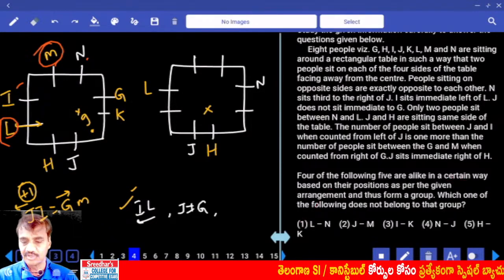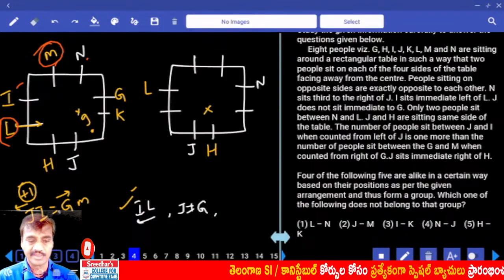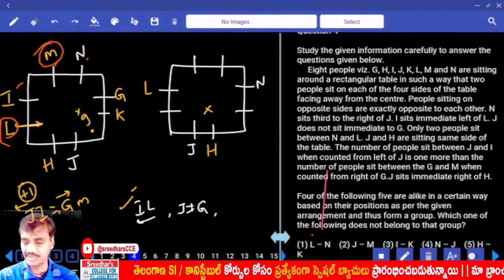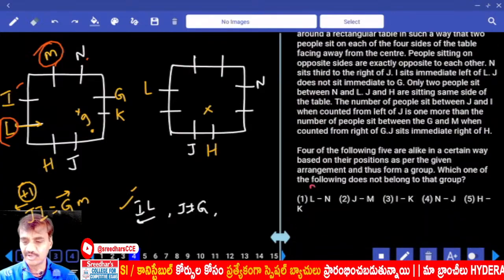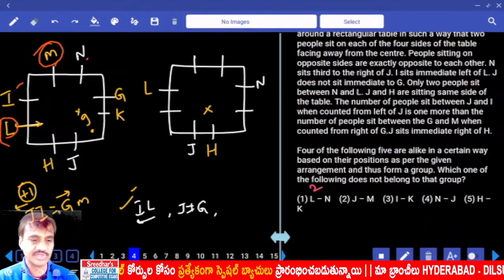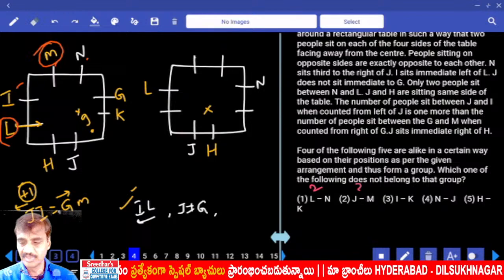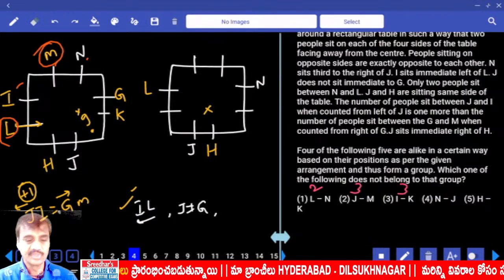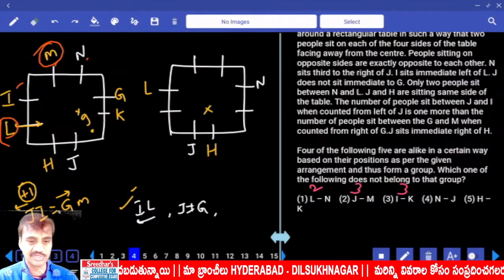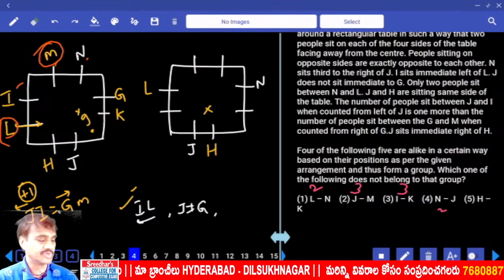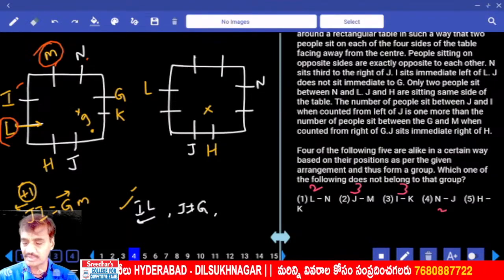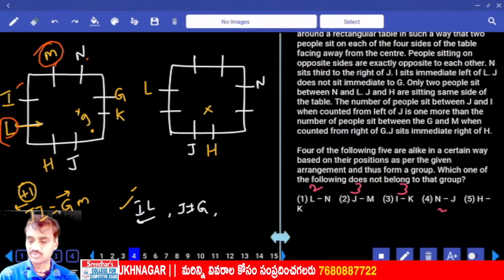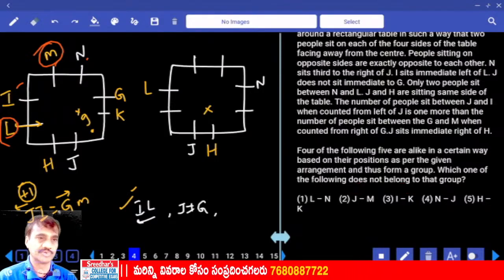Then the fourth one, odd one out. L and N, there are exactly 2 people in between. Next, J and M: how many people are in between J and M? There are 3 people. I and K, there are 3 people. N and J, there are 2 people. And H and K, again 2 people. That means 2, 3, 2, 3, it is not following a particular pattern.